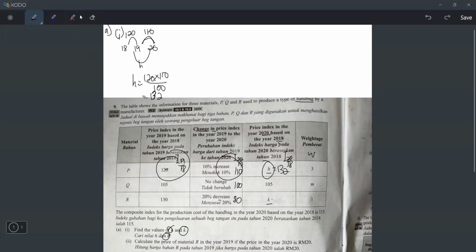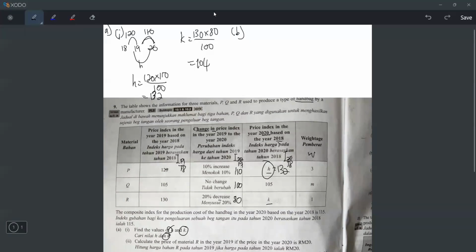Yeah. Okay. But if you takut, you want to draw again, also can lah. Okay. You want to draw the smiley face again, also can. But I will not do it lah. You will get the same result. So K equals to what? 130 times 80 divide 100. Just like how you get H lah, you just use the same method. So what you get? 104. So that is the answer. 104.